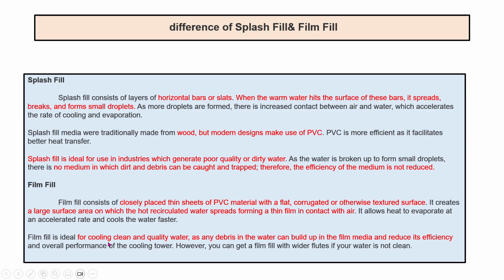Film is ideal for cooling clean and quality water. If water has debris or solid particles, then it will choke the space between the plates. So there will be no flow. Flow will be reduced, and not only that, the heat transfer will also be reduced. Debris in the water can build up in the film media and reduce its efficiency. So film, though it has better surface area and heat transfer, the water quality should be very clean.